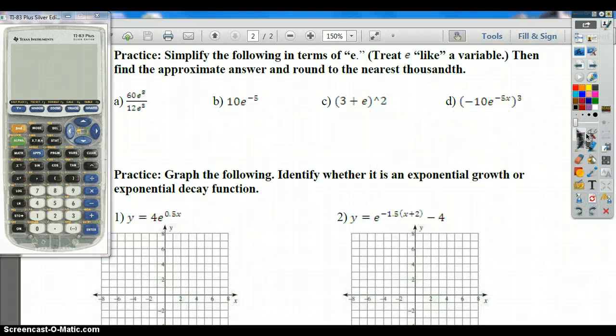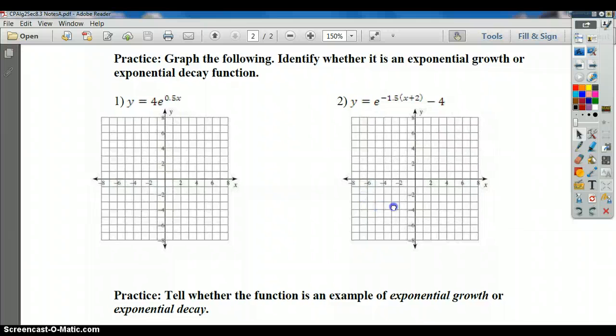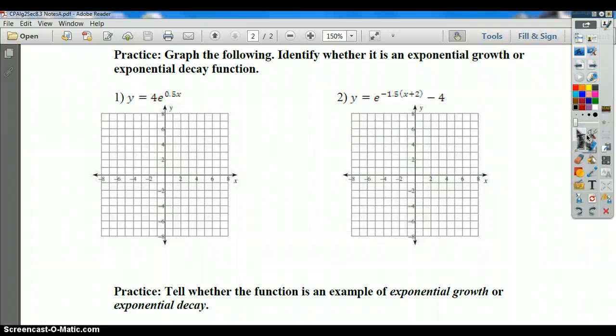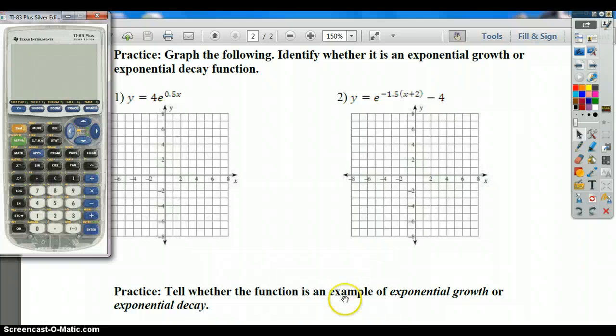Okay, so let's move on down here. We're going to graph the following. We're going to identify whether it is exponential growth or exponential decay. So definitely going to want a graphing calculator for this. So let's go ahead and punch this in here. We're going to get 4 e to 0.5x. The graph gives you an idea what you're looking at. So let's just punch up this table and we'll graph it. So it doesn't look like it ever crosses 0, which is nice.